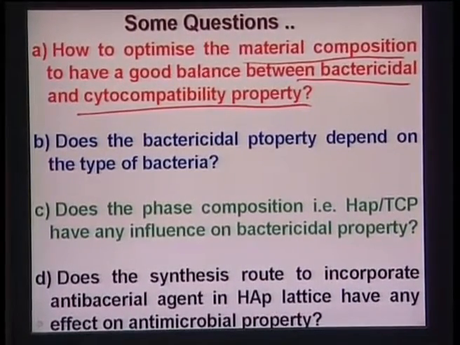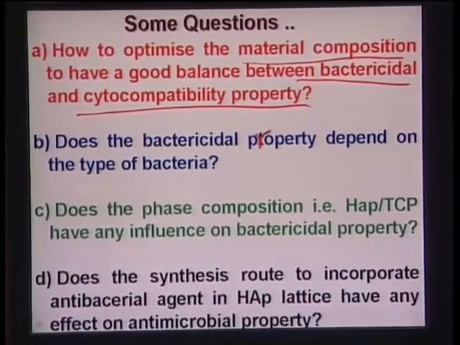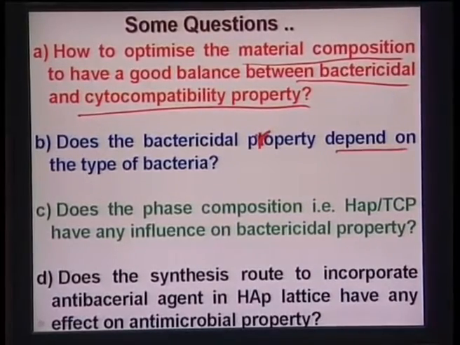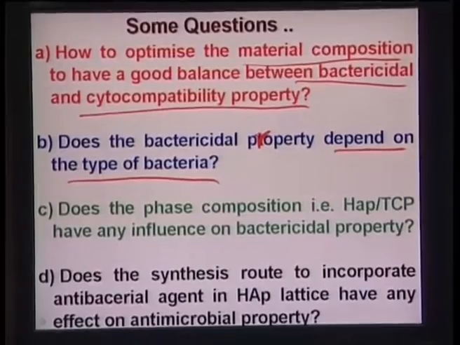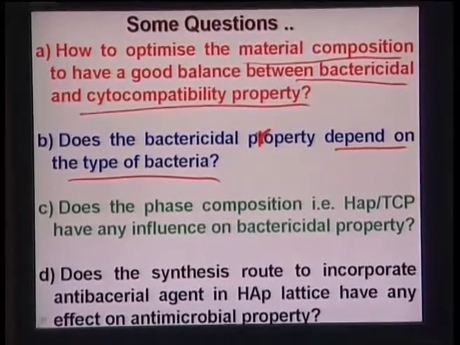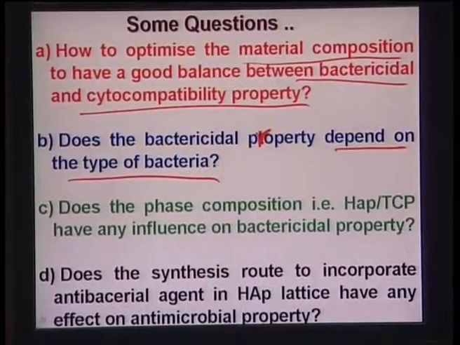Second, does the bactericidal property also depend on the type of bacteria? Type of bacteria means there are two types, gram negative bacteria and gram positive bacteria. The question is whether a given material which has good bactericidal or antimicrobial property against gram negative bacteria will have similarly good bactericidal property against gram positive bacteria or not. That question also needs to be answered.